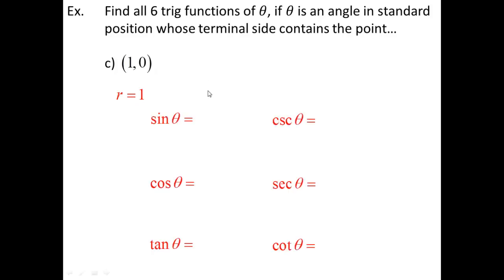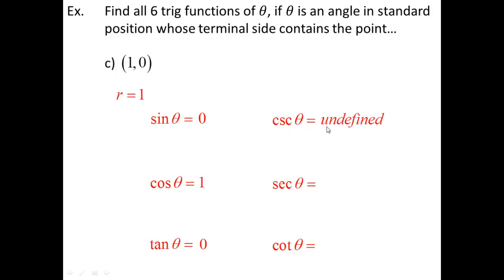So sine is y over r, 0 over 1, which is 0. Cosine is x over r, so 1 over 1, which is 1. And tangent is y over x, so that would just be 0. To get cosecant, secant, and cotangent, I could flip, flip, flip, but this is probably one of the points where you may or may not get a little bit confused. How do you flip 0? Well, remember, all of these are 0 over 1, 1 over 1, 0 over 1. So when I flip them, 0 over 1 becomes 1 over 0. But of course, you can't have 0 on the bottom, so it's undefined.